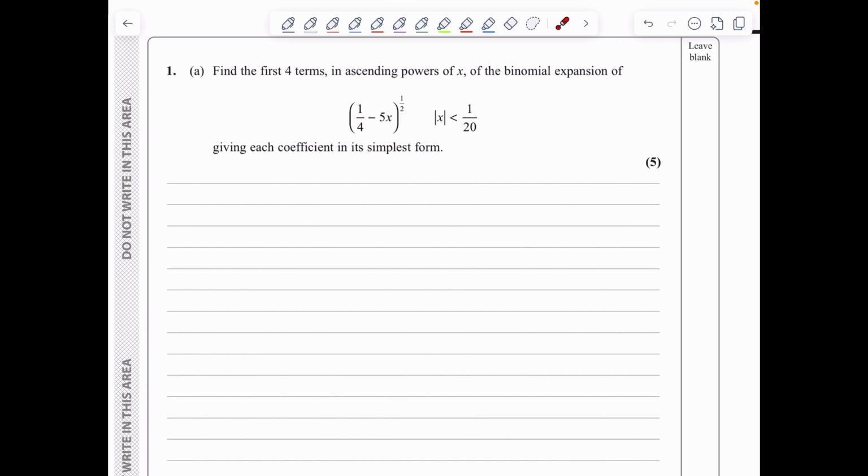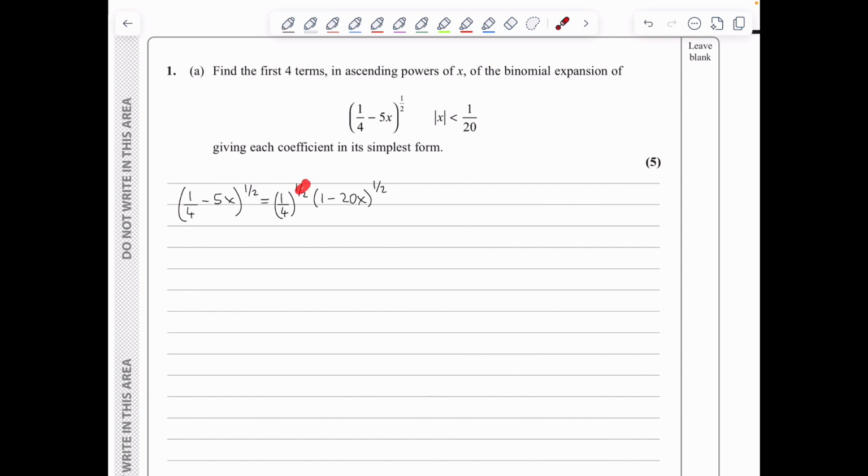In 1a, we are asked to find the first four terms in ascending powers of x of the binomial expansion of (1/4 - 5x)^(1/2), giving each coefficient in its simplest form. So we're looking at (1/4 - 5x) raised to the power of a half. I will factor out the quarter and it will inherit the power of a half, and within the bracket we've got (1 - 20x) raised to the power of a half.